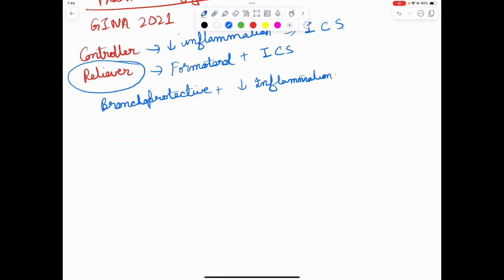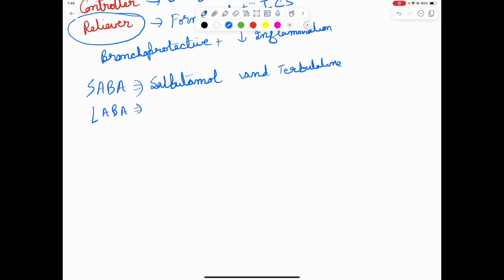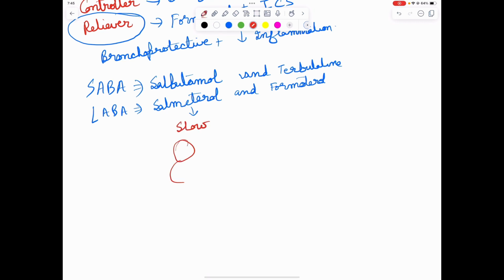Now we move towards these shorts: SABA and LABA. What is SABA? Short-acting beta-2 agonist. These are basically two drugs, salbutamol and terbutaline. What are the long-acting beta-2 agonists? Salmeterol and formoterol. Now salmeterol is slow acting, whereas formoterol is fast.